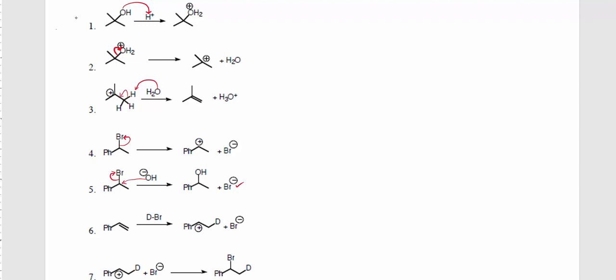Number 6, we're going to break this pi bond. So the pi bond is going to come after the D. D is for deuterium. Deuterium is heavy hydrogen. And then we're going to break the deuterium-bromine bond and make the bromide anion.